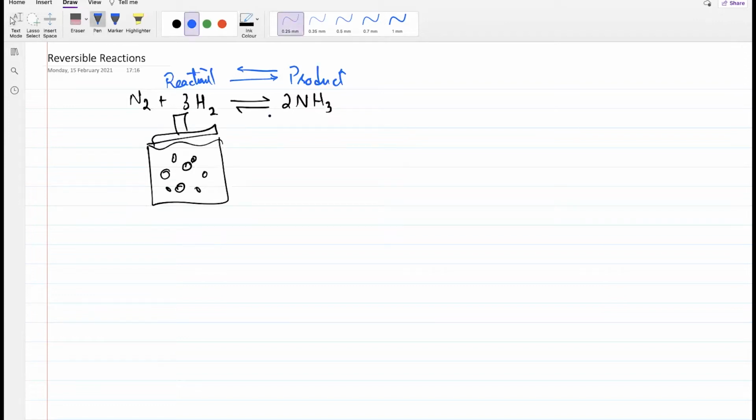So when ammonia particles over here collide with each other, they produce reactants. And when reactants like nitrogen and hydrogen collide with each other, they produce ammonia. Not every collision will be useful. Not every collision will produce what we're looking for. So what must they have when they're colliding for the reaction to actually occur?